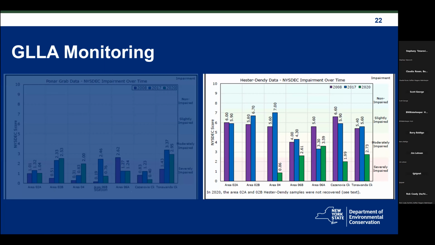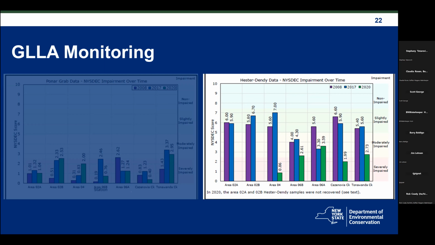The next graph presents BAP scores from the multi-plate samplers. Baseline samples were scored in the moderately to slightly impaired categories. Same goes for the 2017 data. And then in 2020, BAP scores were the lowest, including reference locations. And samples in areas 2A and 2B were not able to be recovered, which is why we don't see the data for those.